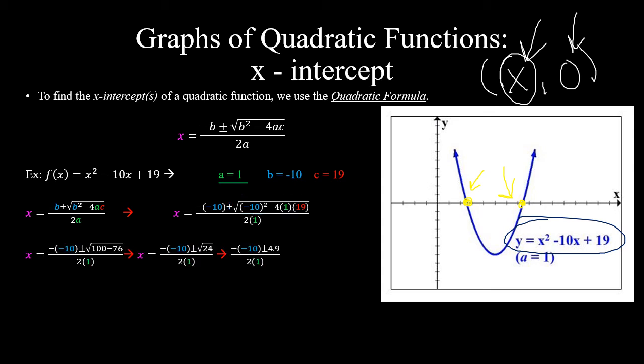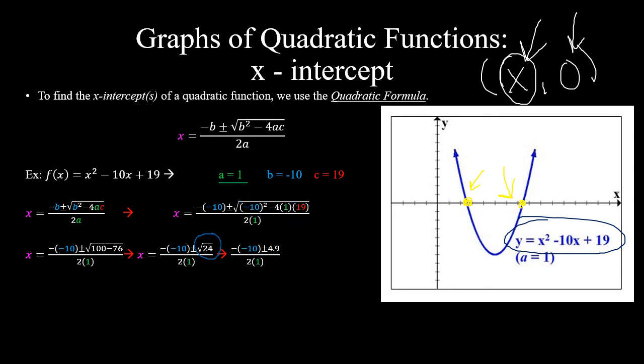So the first thing I need to do is figure out what's underneath here. So I'm going to work with my negative 10 squared first, which gives me 100. And then 4 times 1 times 19 is going to give me 76. So that leaves me with negative 10 plus or minus the square root of 100 minus 76 all over 2 times 1. Right, now I'm going to simplify that grouping. I know it's a grouping because it's underneath the square root. 100 minus 76 gives me 24.